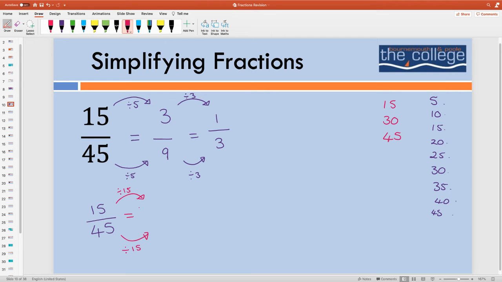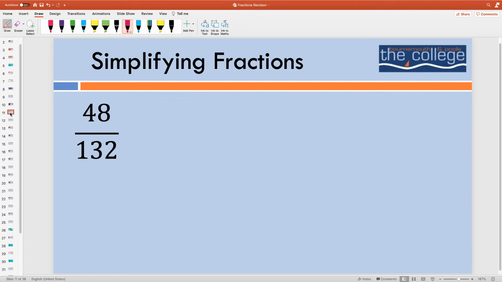So how many 15's go into 15? 1. How many 15's go into 45? Or 45 divided by 15? 3. So we've got exactly the same answer as we did with the other method, which is what I would have expected. So we've got another question for you to do here, which is a little bit more involved.